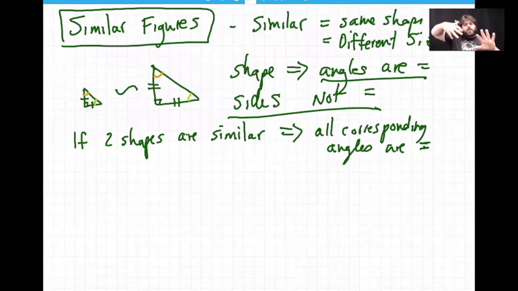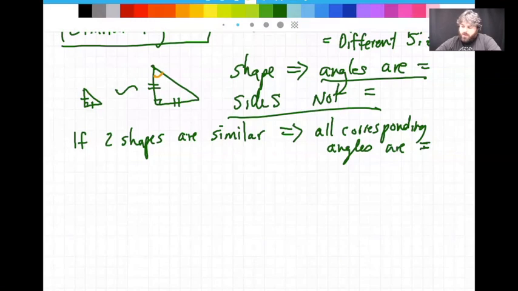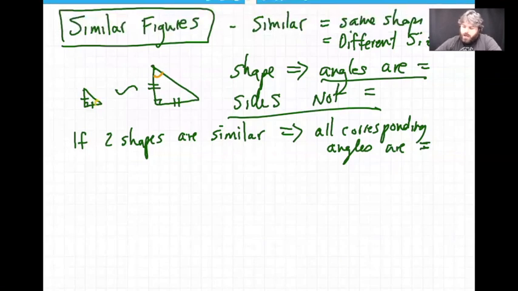Now remember, one could be flipped over. It doesn't have to be like the top is the top and the bottom is the bottom. It could be flipped over to where maybe the top one equals the bottom one, and the bottom one here equals the top one there. They don't have to be in the same orientation, but as long as all three angles in the triangle are equal to all three angles in the other triangle, then they're similar.